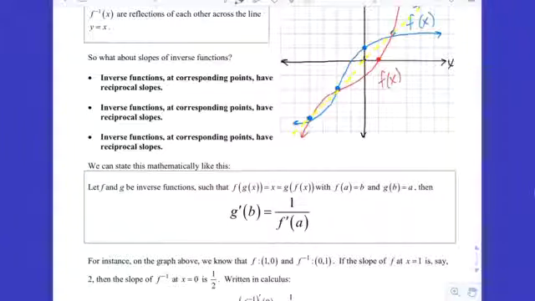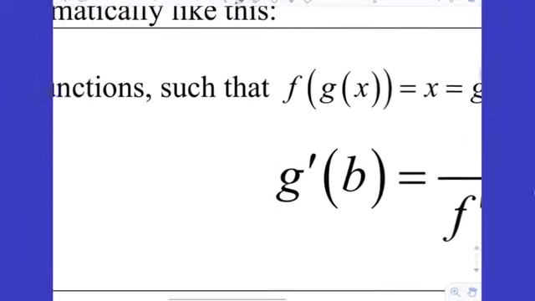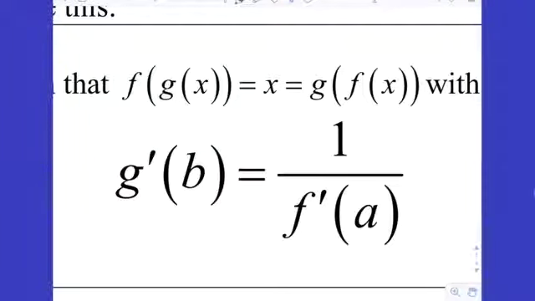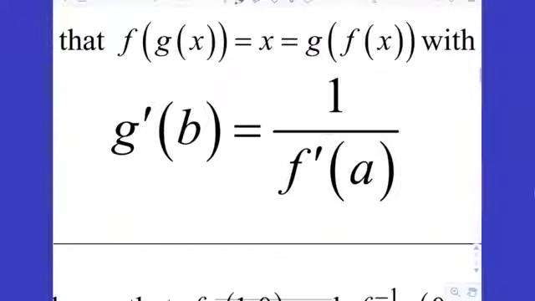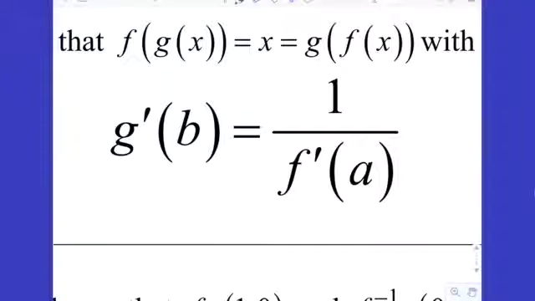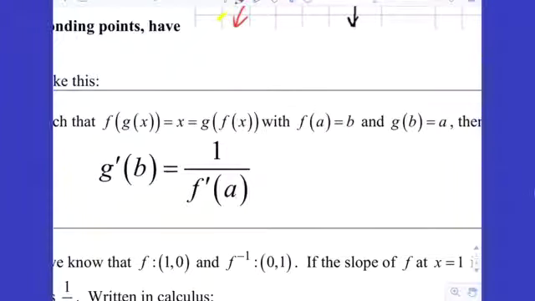So inverse functions at corresponding points have reciprocal slopes. Here's how we say it mathematically. Let f and g be inverse functions of each other such that this holds true: f of g of x equals x, which equals g of f of x. That means they're inverses. With the following corresponding points, f of a equals b and g of b equals a. We can then say that g prime of b, remember b is the input on the function g, is equal to 1 over f prime of a. Inverse functions f and g, at corresponding inputs now, b and a, have reciprocal, 1 over, slopes.